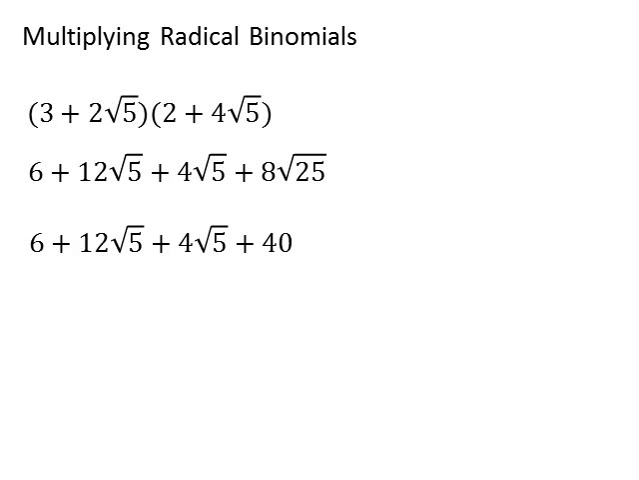Now I combine like terms. I can't combine the 6 with the 12 root 5 or the 6 with the 4 root 5, but I can combine the 6 with the 40, and that gives me 46. And I can also combine the root 5 terms. So I have 12 root 5 plus 4 root 5, and added together, 12 plus 4 is 16. So my answer is 46 plus 16 root 5. So I've multiplied these two radical binomials, and my answer is another radical binomial.